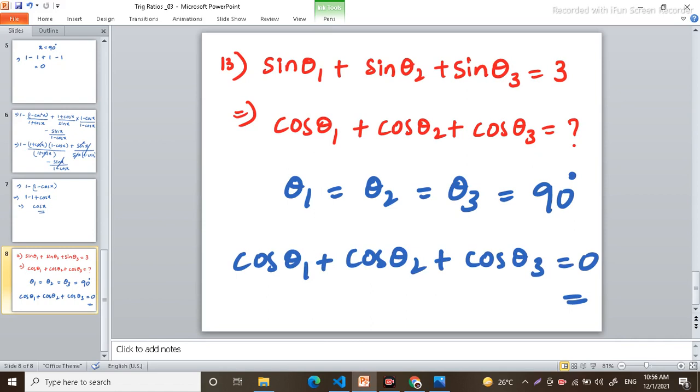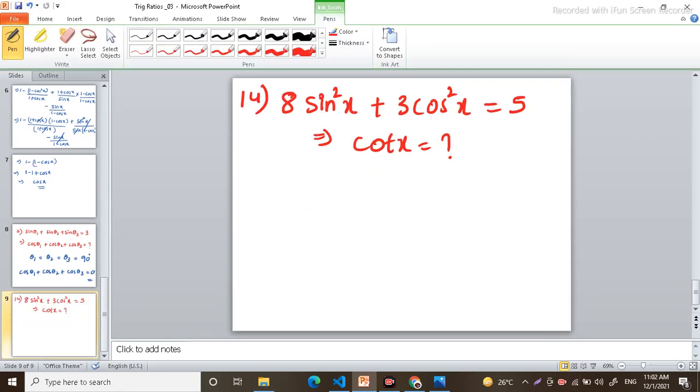Sin 90 value is 1, so 1 plus 1 plus 1 is equal to 3. Cos 90 value is 0, so cos theta 1 plus cos theta 2 plus cos theta 3 is equal to 0. This is the answer. We'll move to the next question.